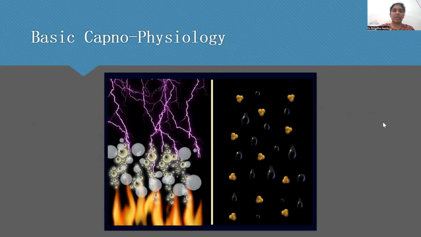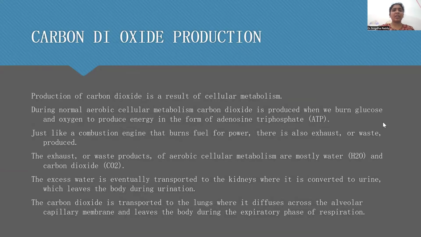So let's come to the physiology behind capnography. Production of carbon dioxide is a result of cellular metabolism. Capnography completely revolves around carbon dioxide production, transport, and exhalation. Coming to production of carbon dioxide, during aerobic cellular metabolism, carbon dioxide is produced when we burn glucose and oxygen to produce energy in the form of ATP.